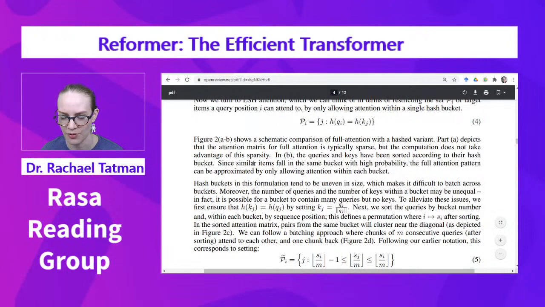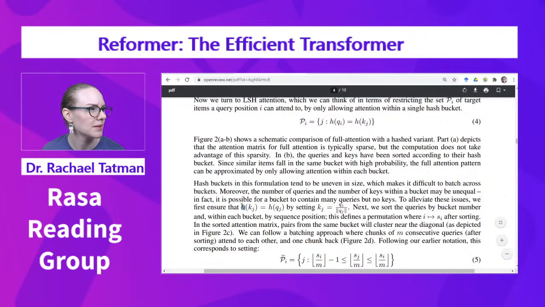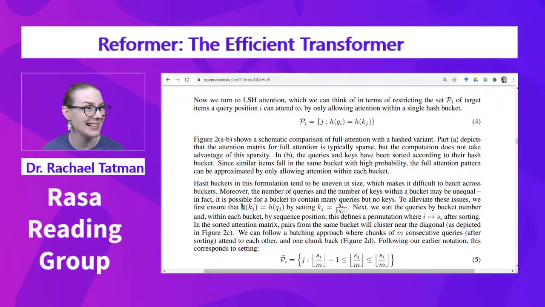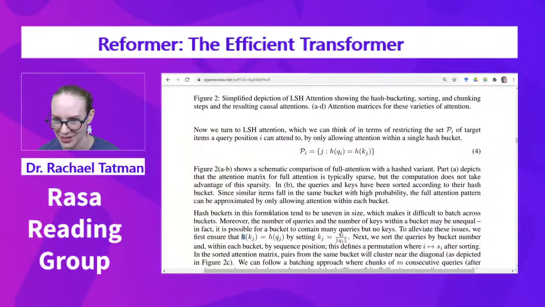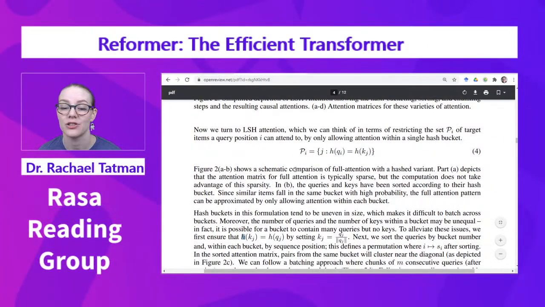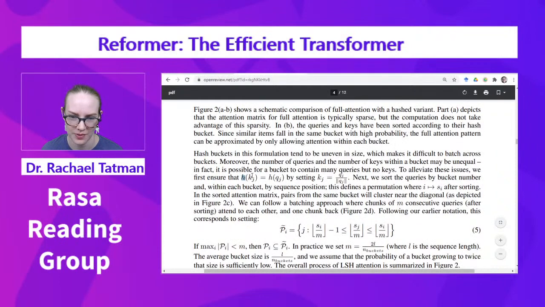So we get rid of this by reflecting across the median. To alleviate this issue, we first ensure that hKj equals hQj. I believe this is the dimensions? I think that's the size? Where did H come from? When did we talk about H last? Hash. Oh, okay, so the size of the hash Kj is the same as the size of the hash Qj by setting Kj equals Qj divided by the absolute value of Qj.